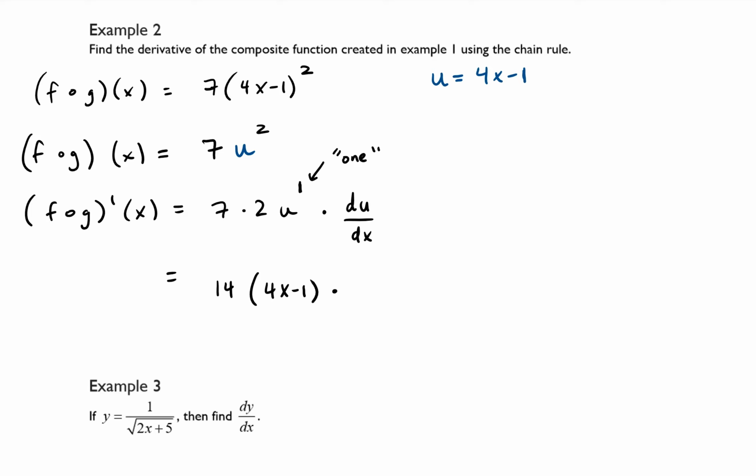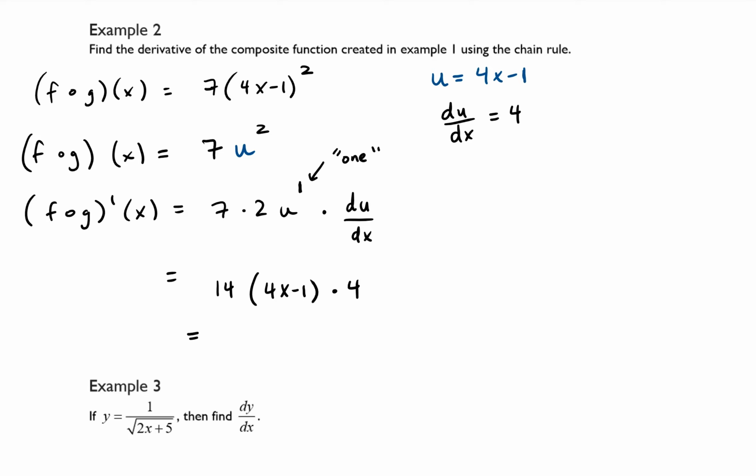So if u is equal to 4x minus 1, then the derivative of that is just going to be 4, because the derivative of negative 1 is 0. So I multiply that by 4. And that doesn't quite look like what we got in the first example, so let's simplify that further to see if we get the same answer.